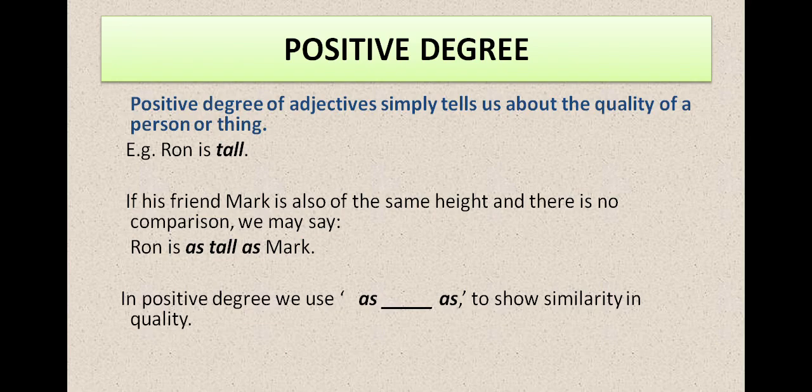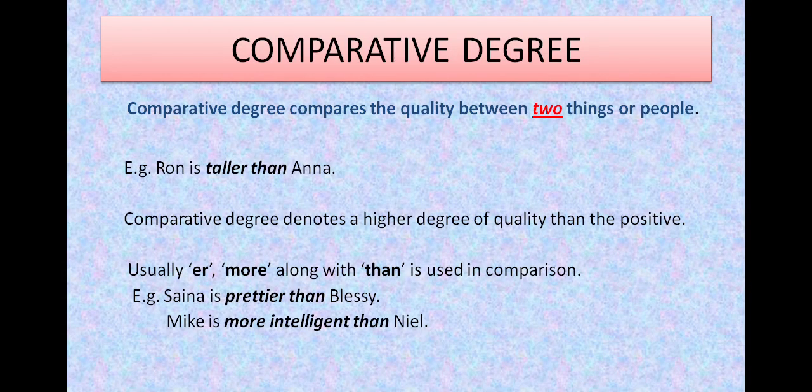Okay. Ron is tall. If his friend Mark is also of the same height and there is no comparison, we may say Ron is as tall as Mark. In positive degree, we use as dash as to show similarity in quality. So here we are not comparing anyone with the other. We are simply stating some quality of a person or thing.